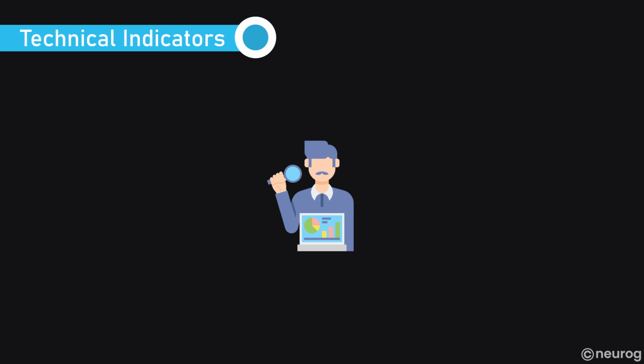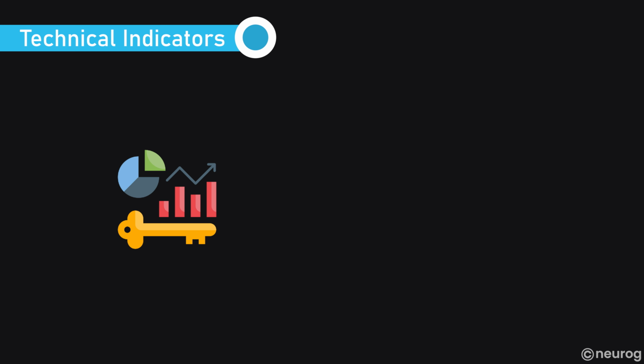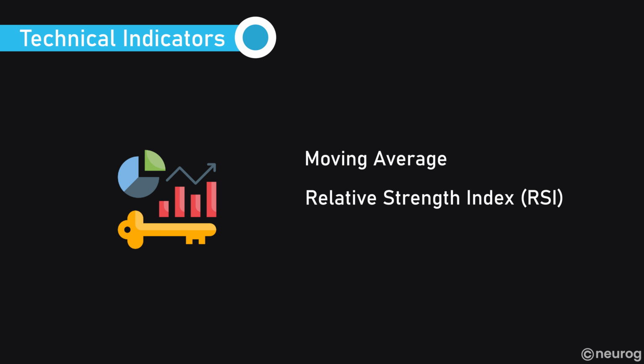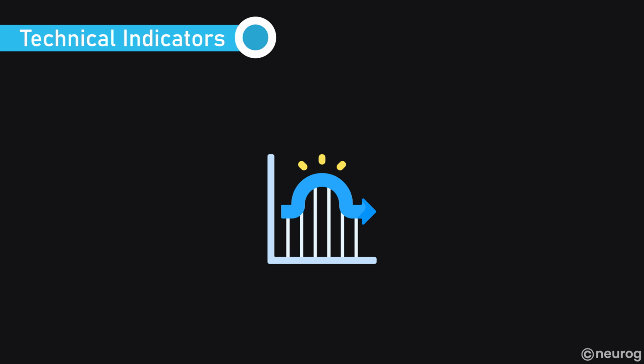Technical analysts also use various indicators to make more informed trading decisions. Common indicators include moving averages, the Relative Strength Index, RSI, and the Moving Average Convergence Divergence, MACD. These tools help identify momentum, trends, and potential reversal points. For example, a moving average can help smooth out price data to identify a trend direction more clearly.